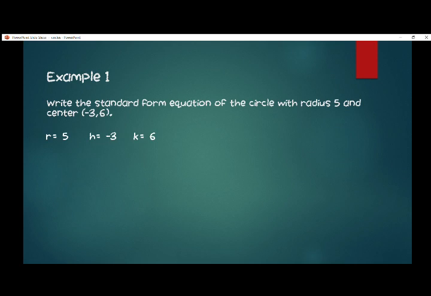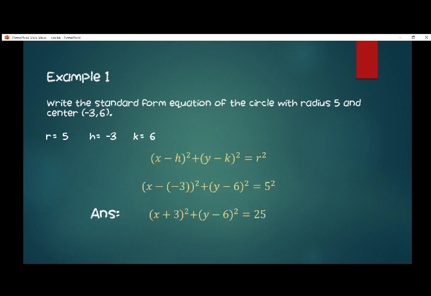So, ang h is the x-coordinate ng ating ordered pair, and ang ating k ay the y-coordinate ng ating ordered pair. So, h is equal to -3 and k is equal to 6. And then, ang gagamitin nating formula is the quantity x minus h squared plus quantity y minus k squared is equal to r squared. Because yung ating center is not at the origin.